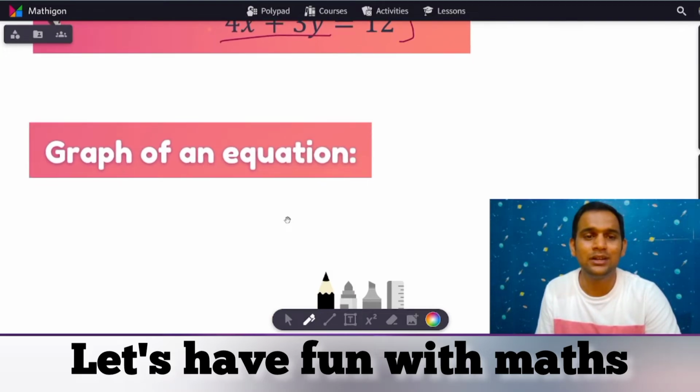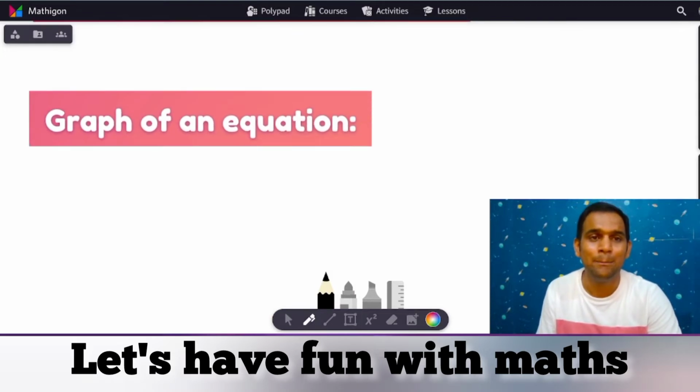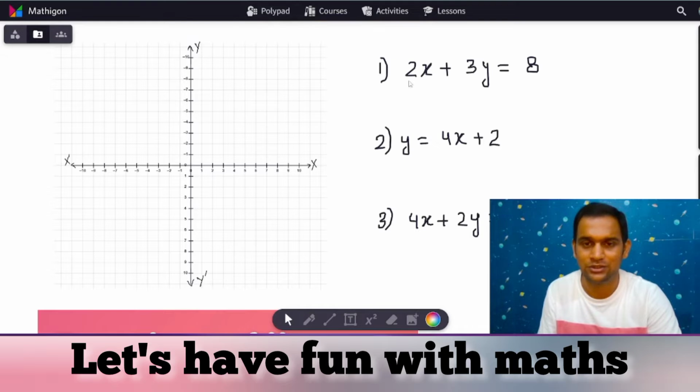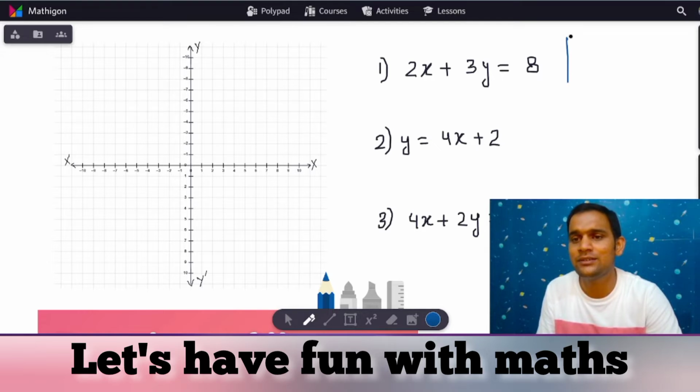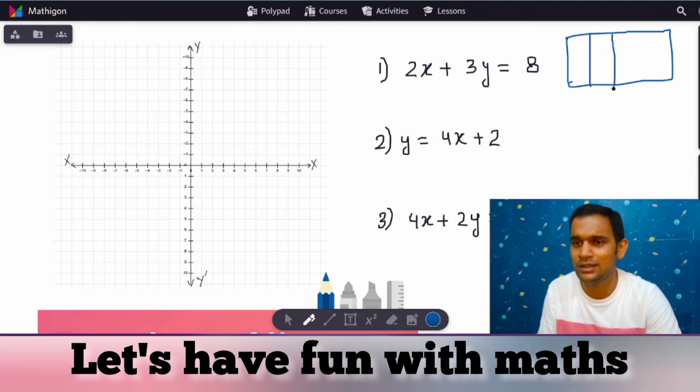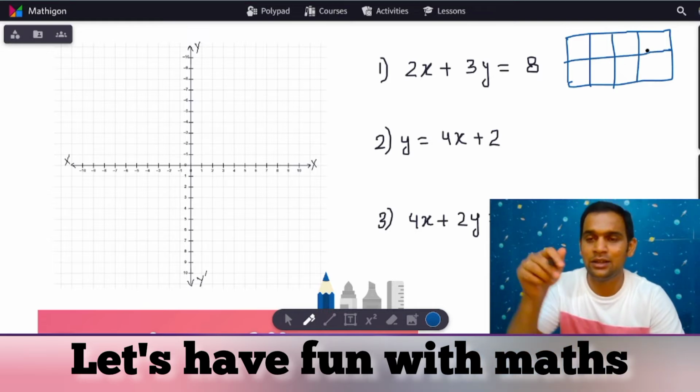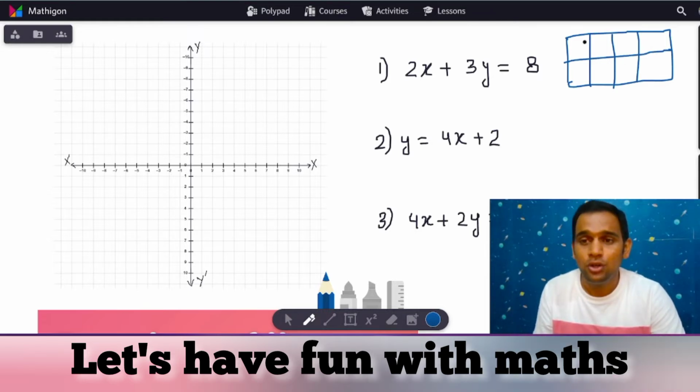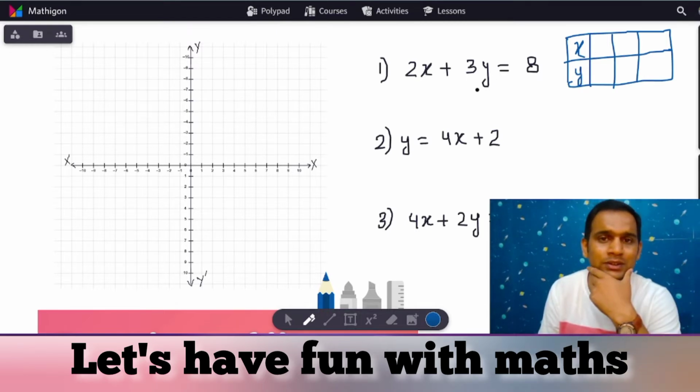Now let's try to understand how we make the graph of the equations. So again, I have one equation, 2x plus 3y equals 8. The first thing we do, as we have already discussed in the previous chapter, where I took one example, is make this table where we write at least three solutions of this equation. If you are not clear with that, you can go through that video.